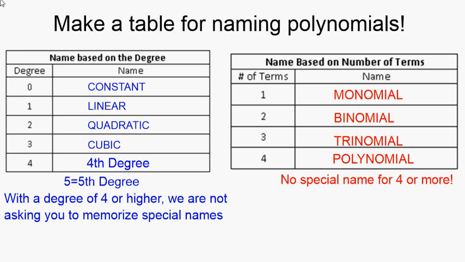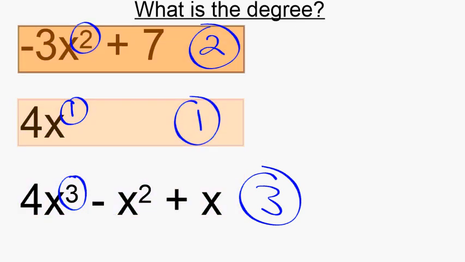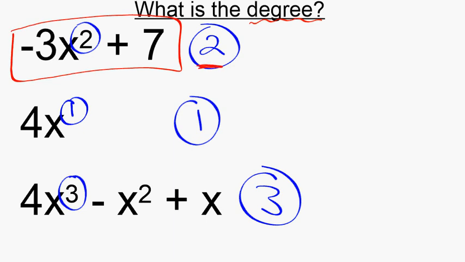So in our fourth video, we want to practice using these special names. The name based on the degree, along with the name that is based on the number of terms. So at the top of this page, you should see these three examples that we did in the last video. These ones are asking you, what is the degree? So because this first polynomial has a degree of 2, looking at the table, it is called a quadratic. That is the name based on the degree.